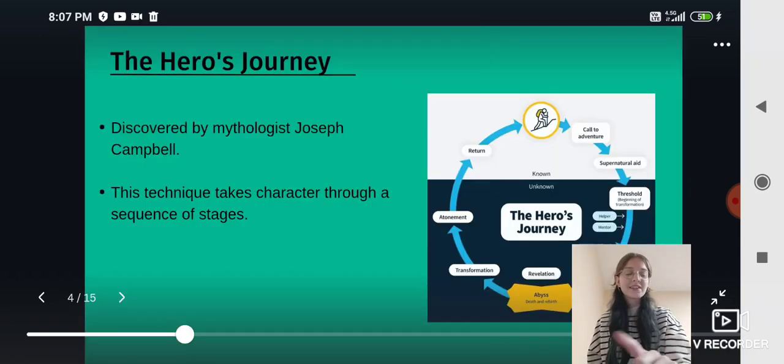Let's start with our first one, the hero's journey. This technique was discovered by mythologist Joseph Campbell. In this technique, the story takes the character through a sequence of stages. The story begins with our character starting a new adventure, and during the adventure, he or she encounters some challenges, but with the help he gets, he overcomes these challenges and returns to his old lifestyle as a new and changed person.